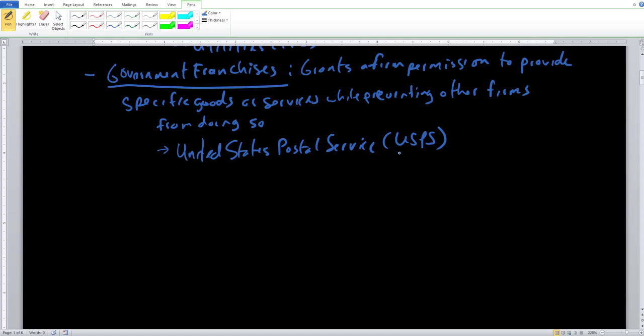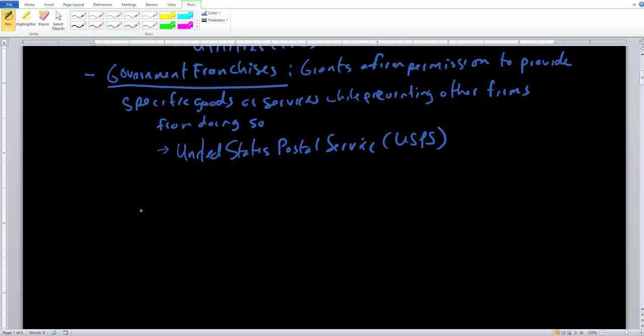UPS, FedEx, DHL, they cannot deliver mail to your mailbox. It is essentially government property. If you commit a crime against a mailbox or through mail, it is actually considered some type of felony. They actually take mail crime very, very seriously, so do not commit any crimes against the mail or the United States Postal Service. So here, essentially, the USPS is the only firm that can actually go ahead and deliver mail to your mailbox. No other firm can do so, and that's a government providing a government franchise to this particular organization.